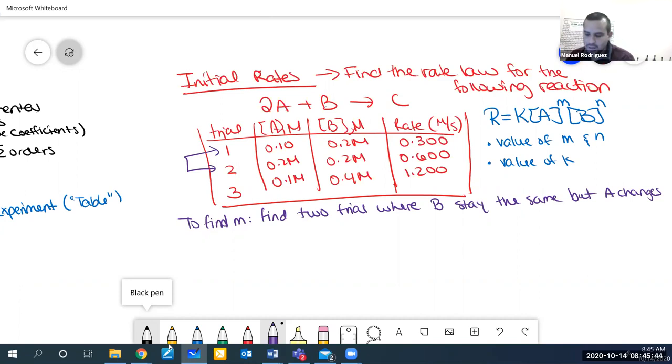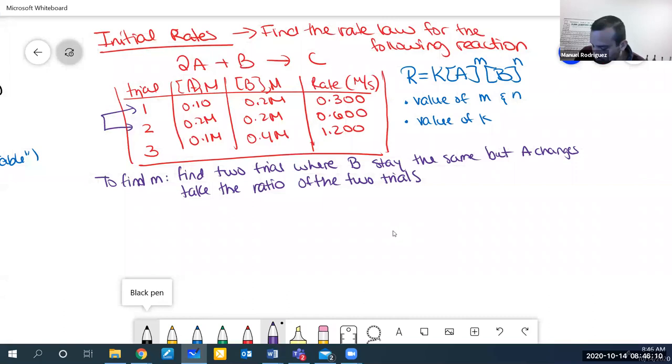And then the second thing you're going to do is take the ratio. When I say take the ratio, it just basically means take one of the two trials and divide it by the other. So I'm going to do one divided by two. I'm going to write trial one divided by trial two.